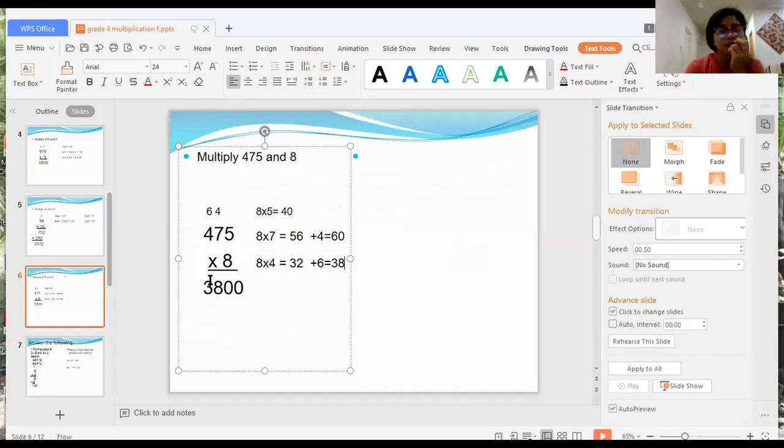Again we have 8 times 4 is 32. Then plus 6, we have carry 6. So 32 plus 6 is 38. So we have here 475 times 8 is 3,800. Okay. Next, let's continue.